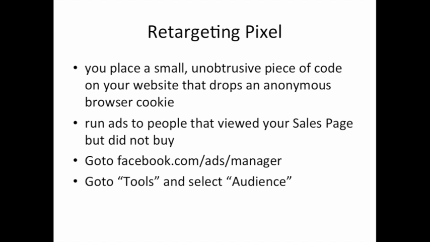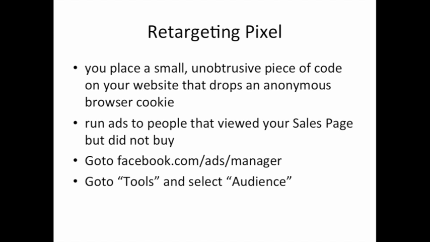So you place a small piece of code in the website that you want to track for retargeting, which drops an anonymous browser cookie into that audience's computer. You run ads, and then people hit your sales page but don't buy, and they get a cookie on their computer so that they can be retargeted by your ad campaigns.